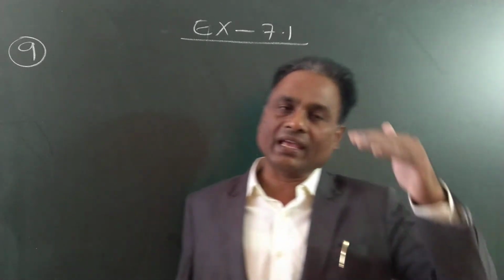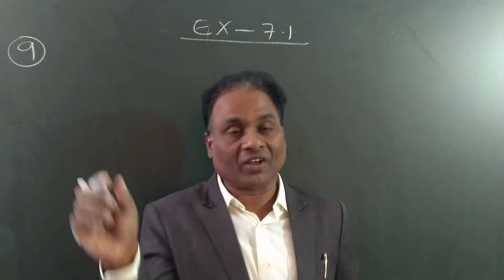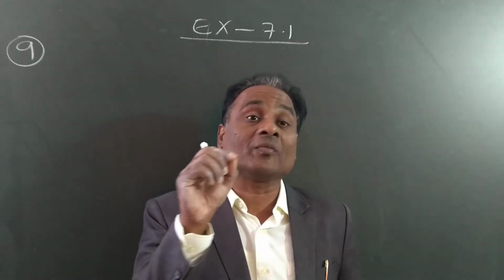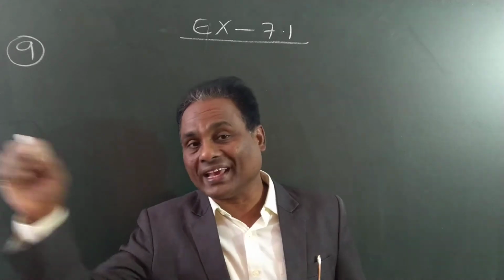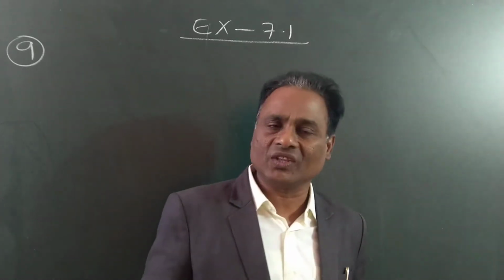So I wrote the formula in 3 ways. One is sum of the observations by number of observations, or x1 plus x2 plus x3 so on xn by n, or sigma xi by n. 3 ways I gave the formula.